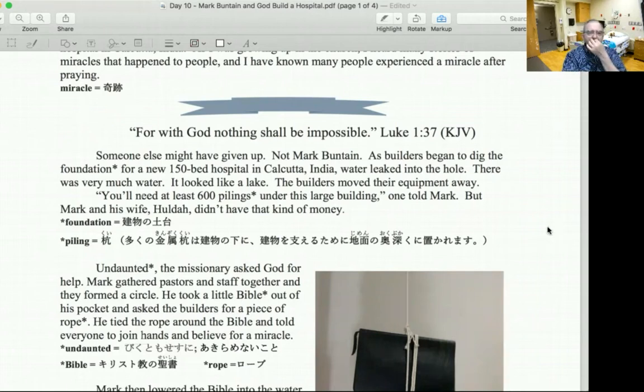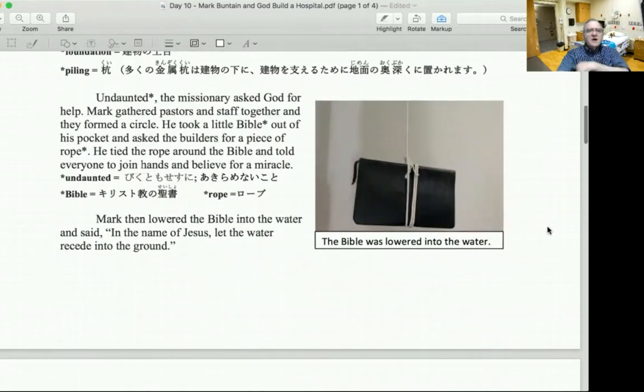If you don't know this vocabulary, you can check it out. Undaunted, the missionary asked God for help. Mark gathered pastors and staff together, and they formed a circle. He took a little Bible out of his pocket and asked the builders for a piece of rope. He tied the rope around the Bible and told everyone to join hands and believe for a miracle. Mark then lowered the Bible into the water and said, "In the name of Jesus, let the water recede into the ground."